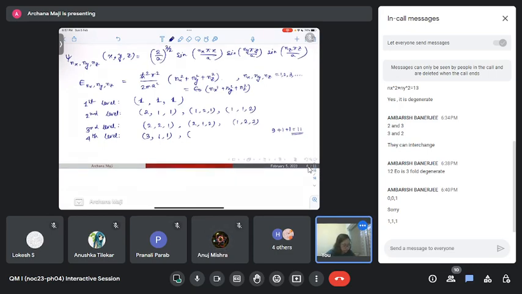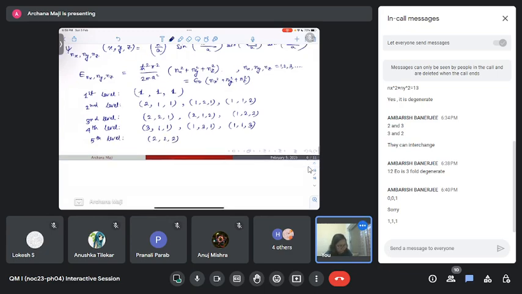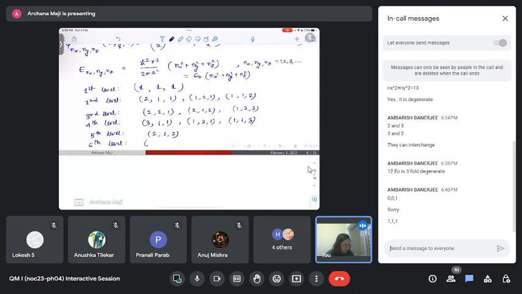Likewise, you can have nx to be 1, ny to be 3, nz to be 1, and nx to be 1, ny to be 1, nz to be 3. Now the fifth level would correspond to 2, 2 and 2, that's 12. And the sixth level, what will it be?